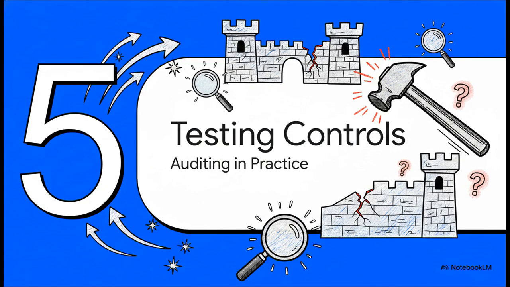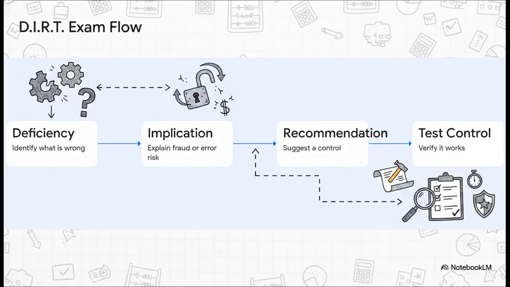And finally, part 5, testing those controls in practice. Now, if you want to absolutely crush the ACCA AA exam and frankly survive real-world audits, you need to use the DIRT methodology. It's your blueprint to flawlessly handle any control deficiency scenario.